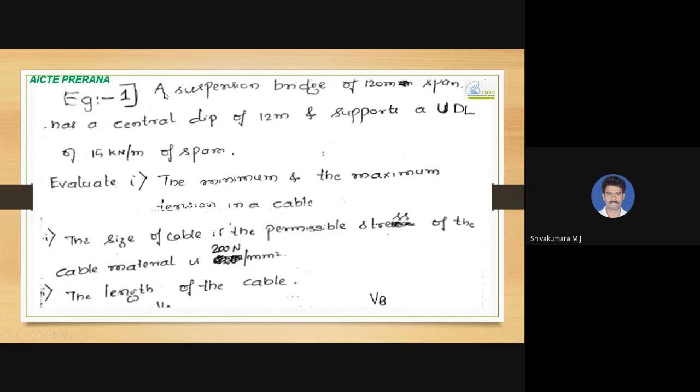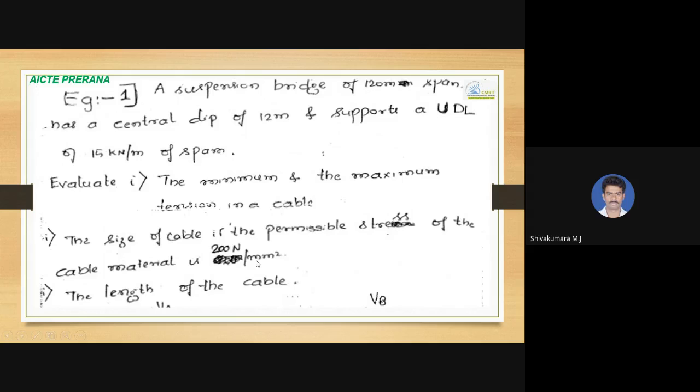So you can read this problem. A suspension bridge of 120-meter span has a central dip of 12 meter. So the value of D is 12 meter and the value of L is 120 meter, and it supports a UDL of intensity 15 kilonewton per meter throughout the span. So we need to calculate the minimum and maximum tension force, T minimum and T maximum. So T minimum is equal to H and T maximum will be equal to root of V square plus H square. The size of the cable if the permissible stress of the cable material is 200 Newton per mm square.